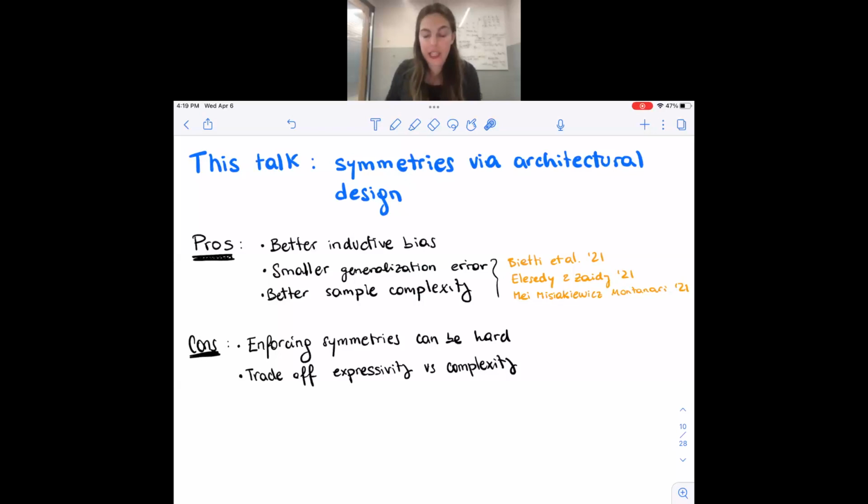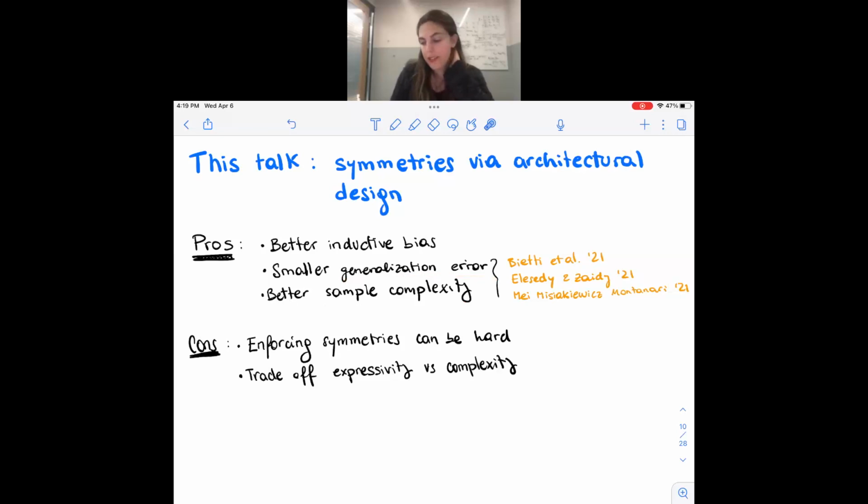There's some work, and some of it I'm mentioning here, Vietti, Alessetti, and May, and collaborators. All these papers are from around 2021, so it's quite recent. What they do is quantify how much you gain by imposing the symmetries in terms of generalization error or sample complexity, assuming that the target function that you want to learn is actually invariant.